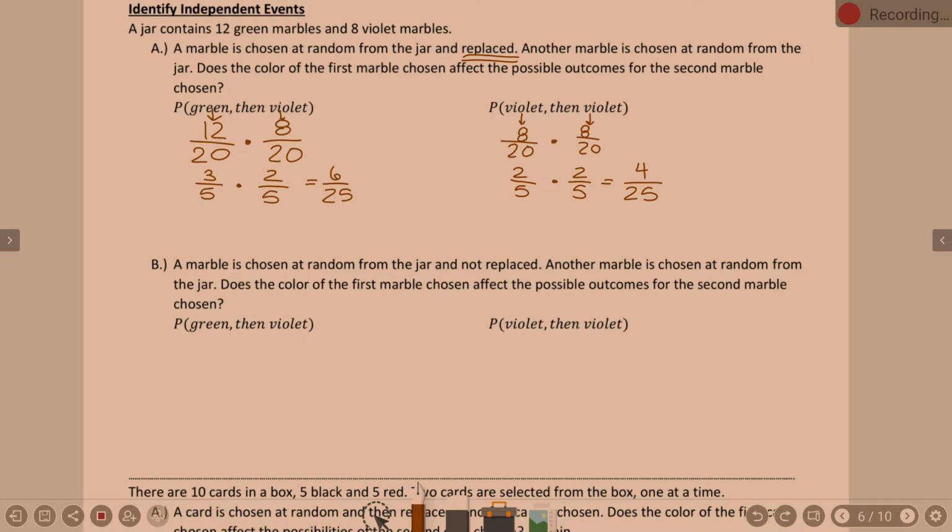Now, the big question was, does the color of the first marble chosen affect the possible outcomes for the second marble chosen? And in this case, what is that overall answer? No, it does not. What's the main reason? You replaced the marble. Because there was replacement, these would be considered independent. They are independent events.